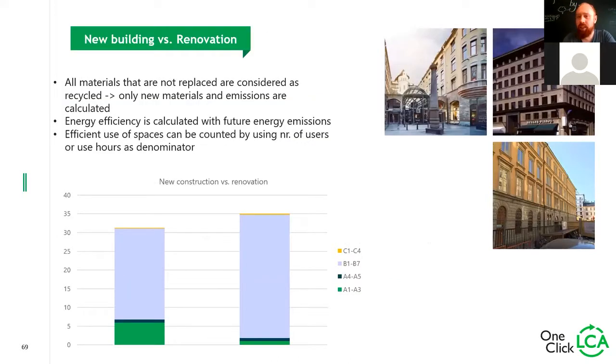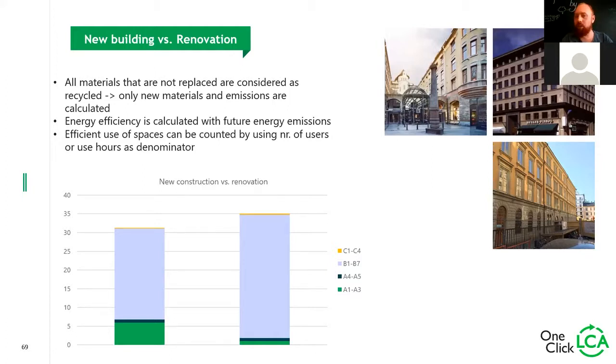What we can also do, instead of building new buildings, is renovate buildings. It could actually be a lot cheaper, it could be better from an environmental point of view, and you might be able to retain those iconic structures we already have in our cities. Other materials which we do not replace can be considered as recycled. So we could, for example, leave the structure of a building and only change the envelope or something like this. And then, of course, the emissions could be quite a lot lower.